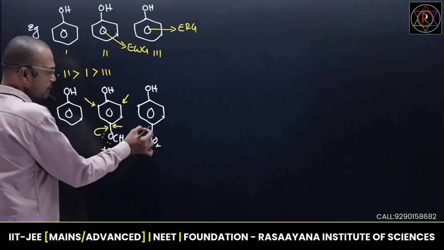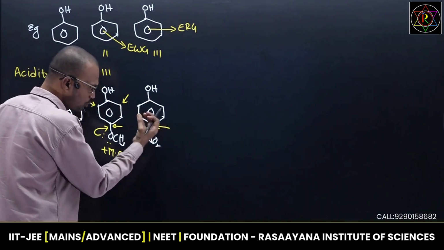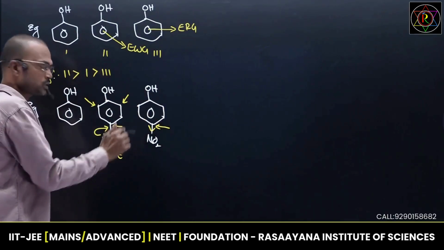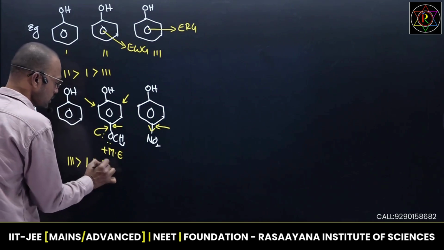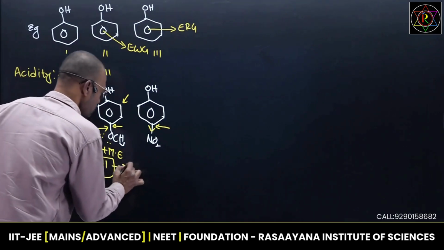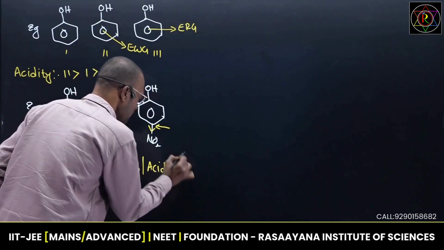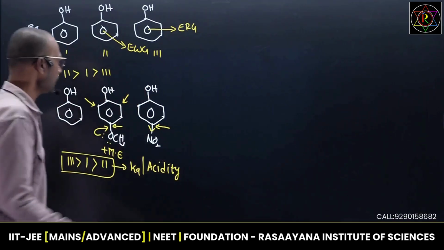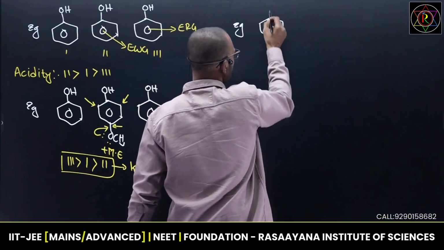Okay. But what happens? See, at this position a withdrawing group is present. It can withdraw maximum electron density towards itself. This is found to be more stable. So I can say the third one is more acidic as compared to the first one. The first one is more acidic as compared to the second one. This is the Ka order. You can say either Ka order or acidity. pKa is quite the opposite. Okay. So whichever group is a strong donor, its acidity is very less.